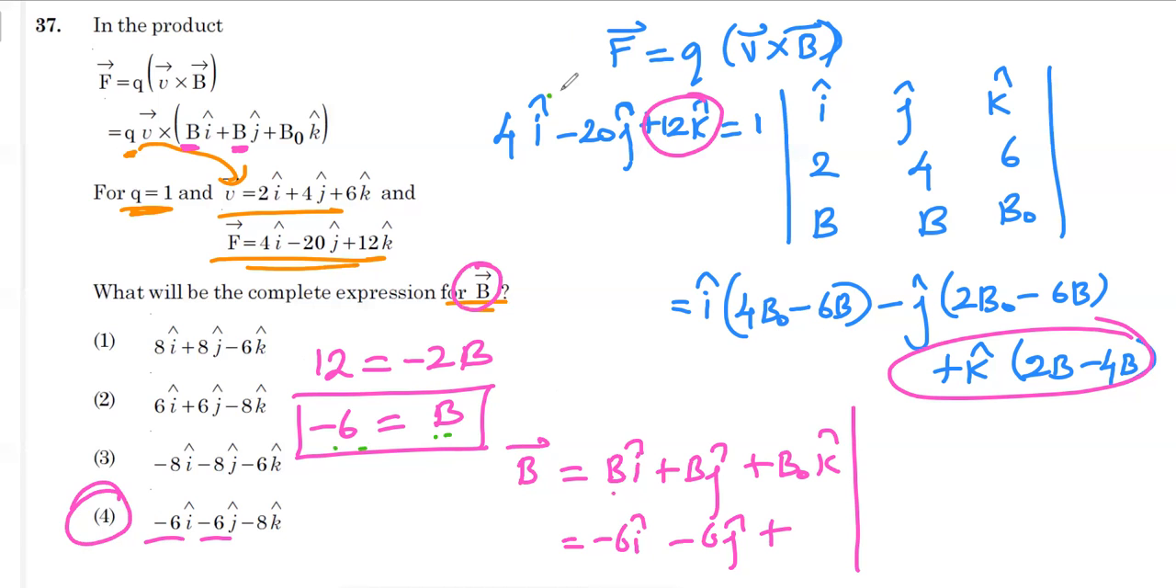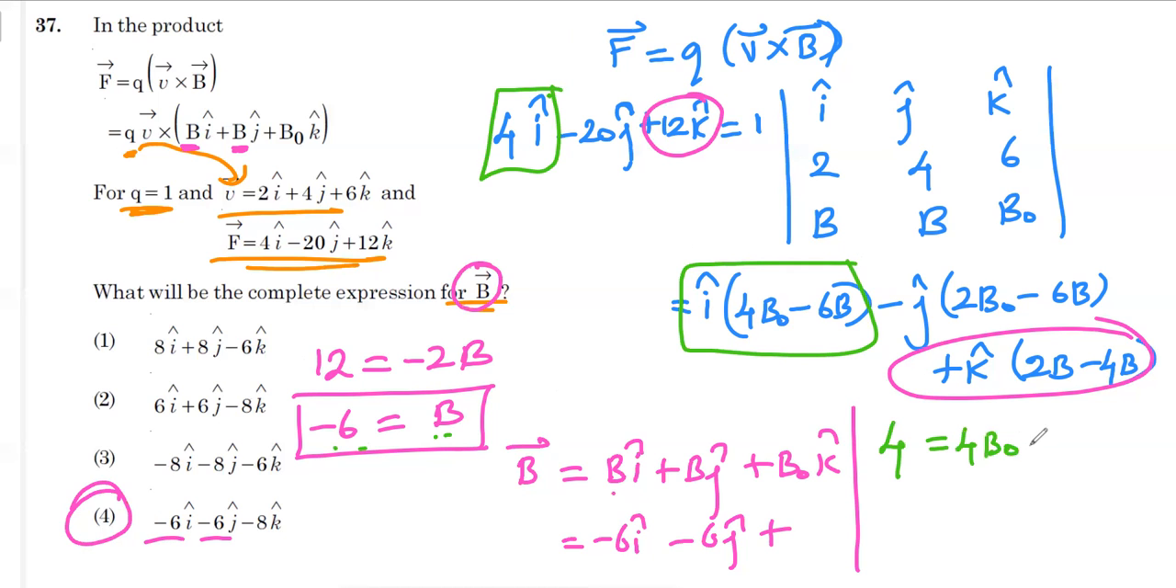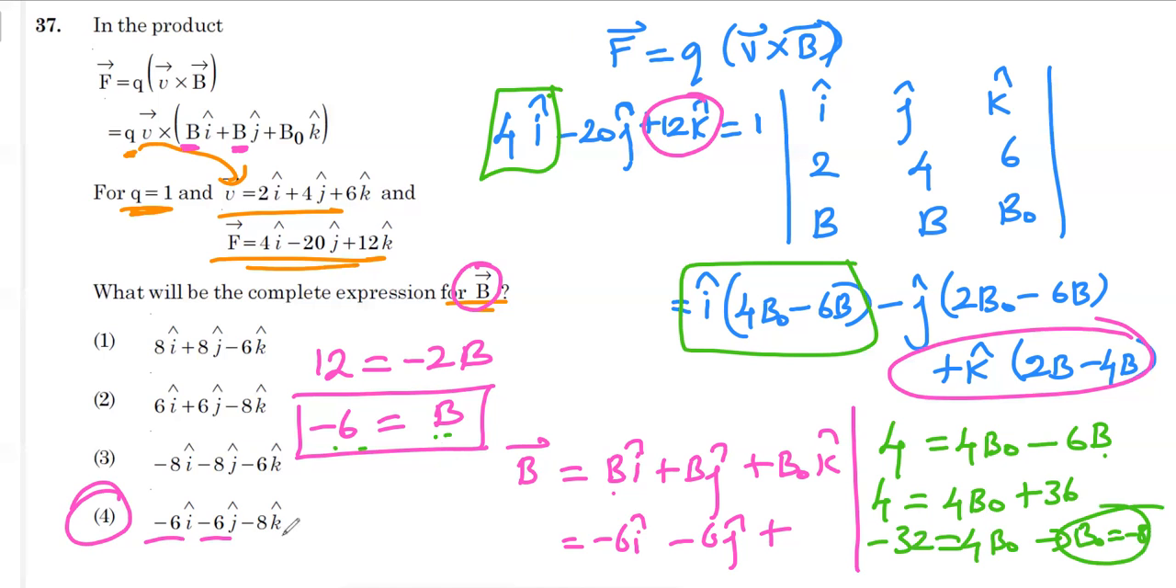Now I can equate this term with the i cap term. That gives 4 is equal to 4B naught minus 6B, with B equal to minus 6. So 4 is equal to 4B naught plus 36. Rearranging, minus 32 is 4B naught, so B naught is equal to minus 8, which is what we got here. Again, you do not need to do this in the exam; I am saying it in case there were two answers. But our problem was over once we identified this. When you solve, try all the steps, and see where you can save time. Okay, right. So the answer is 4.